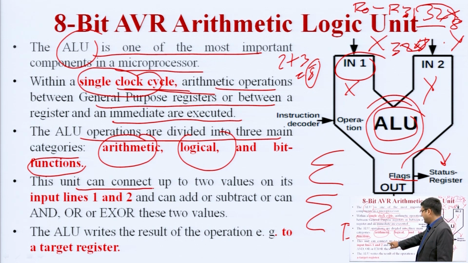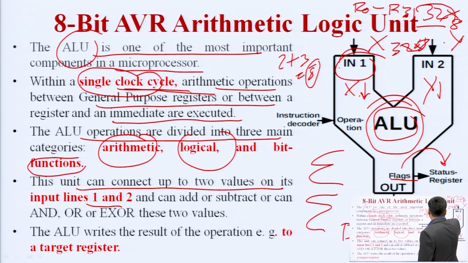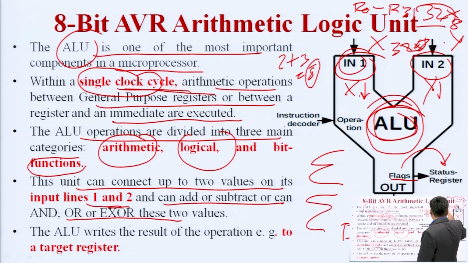This unit can connect up to 2 values on its input lines. We have seen there are 2 values, x and y, input 1 and input 2. Obviously there should be 2 inputs: if we are adding something, 2 inputs should be available. We are doing arithmetic and logical operations on 2 values. So input lines 1 and 2 are available to the ALU, which can add, subtract, or do logical operations on these 2 input values x and y.